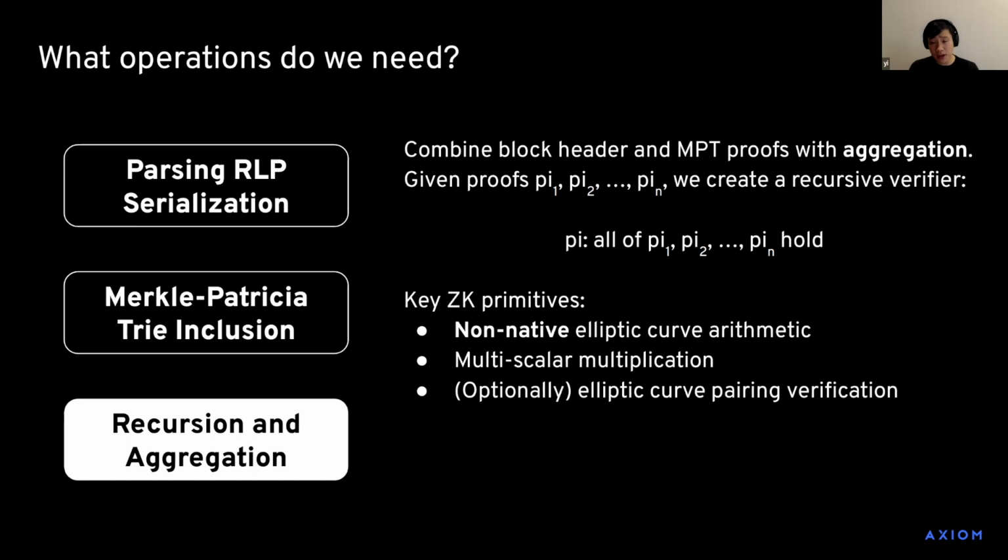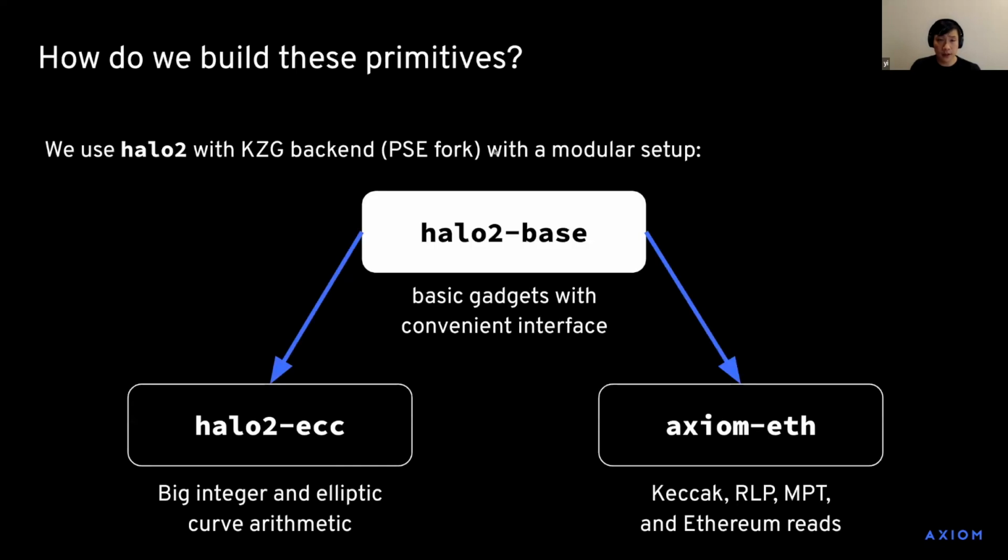To do this, we actually need quite a bit of ZK work. So we use Halo 2 with the KZG backend, and we recursively verify these KZG proofs. That means we need non-native elliptic curve arithmetic, and we need multi-scalar multiplication using this arithmetic. We also wrote a pairing circuit for elliptic curves, but we don't actually end up doing the pairing verification in ZK. Okay, so those are the ZK primitives that we need. Let me talk through how we actually achieve this.